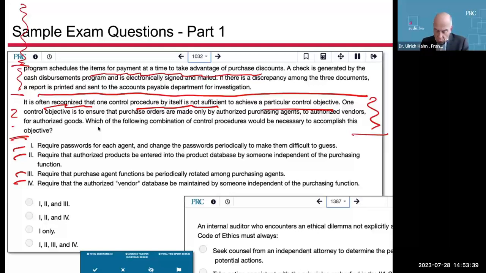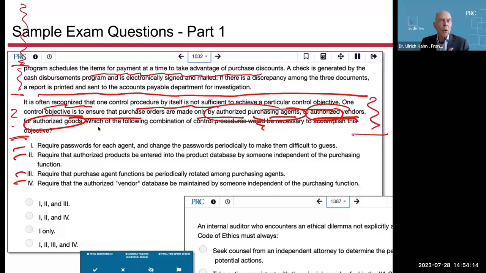Let me see. One control objective is to ensure that purchase orders are made only by authorized purchasing agents to authorized vendors. Okay, you have this for authorized goods. So what would it mean? You have some sort of access control within your system to make sure that only authorized purchasing agents can make an order. Then you have a vendor list, and here you also have to have a control that only authorized vendors can be used. That means you have to have some sort of control over the vendor list. And you only have authorized goods, so there must be something like a catalog which is controlled.